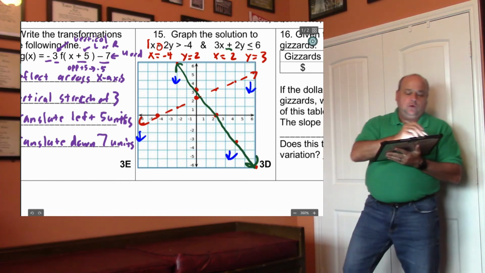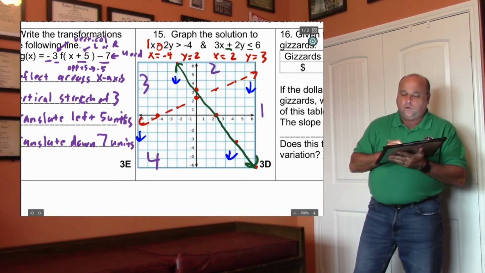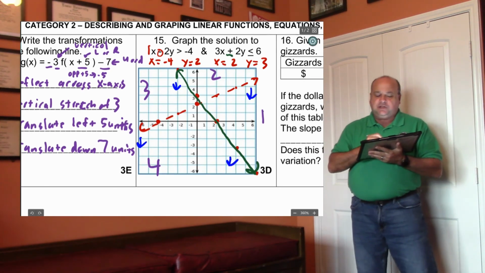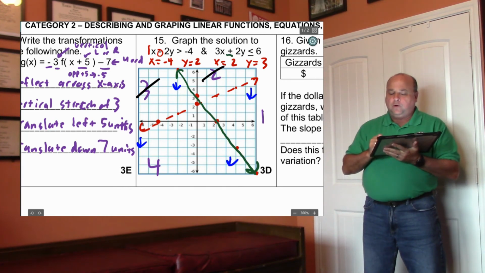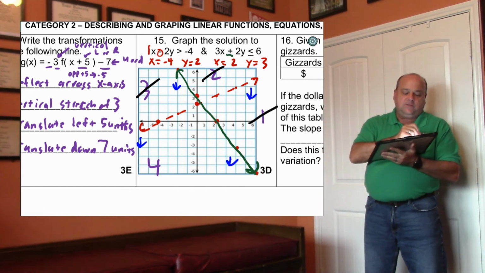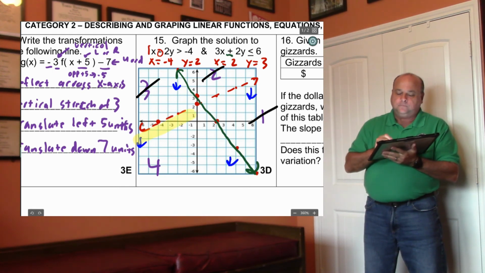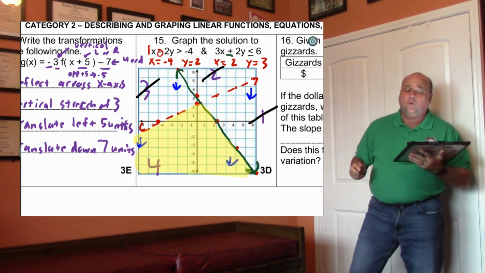Okay, now let's do the parts. So we have part 1, part 2, part 3, part 4. The red line is shaded down, and that's going to eliminate part 3 and part 2. The green line is shaded down, which eliminates part 1, so the only thing left is part 4. So all of the ordered pairs in part 4 will make that line work.